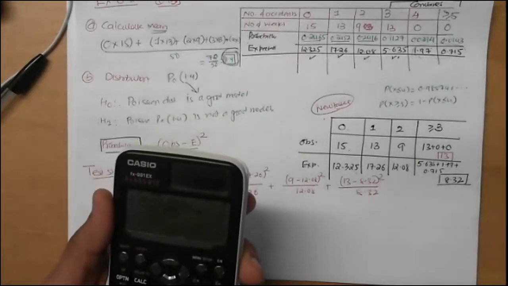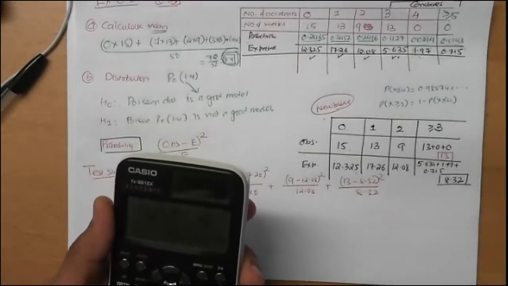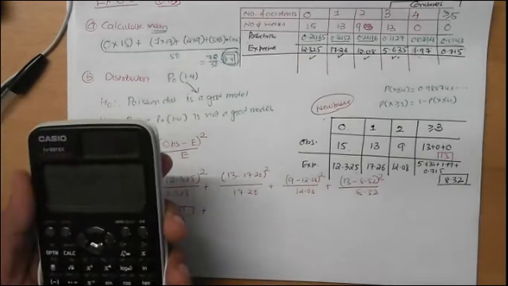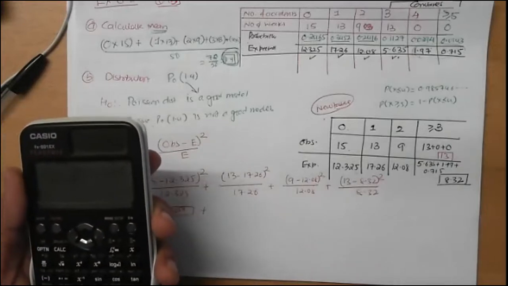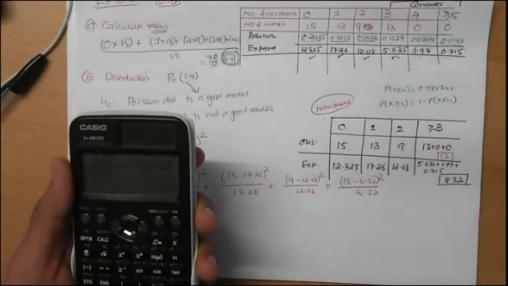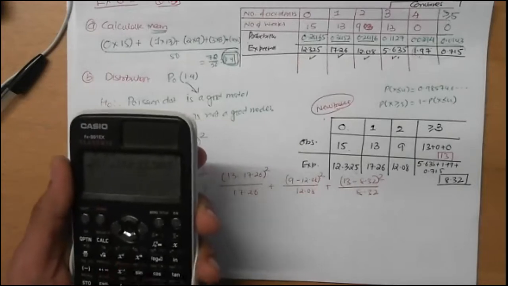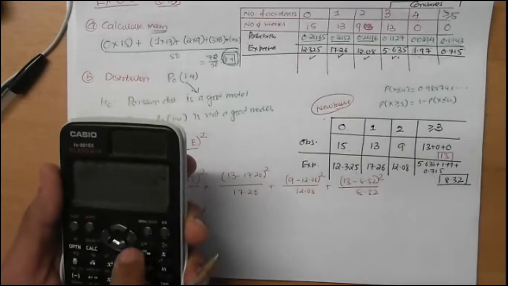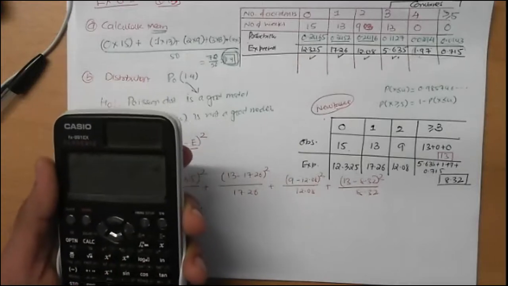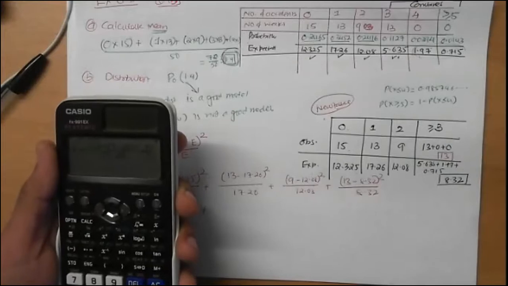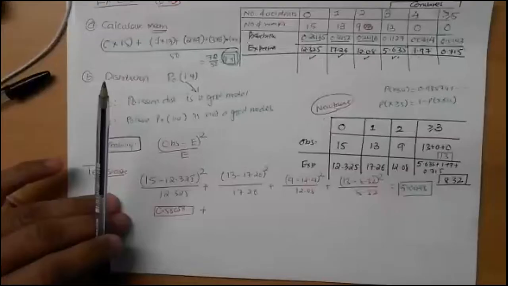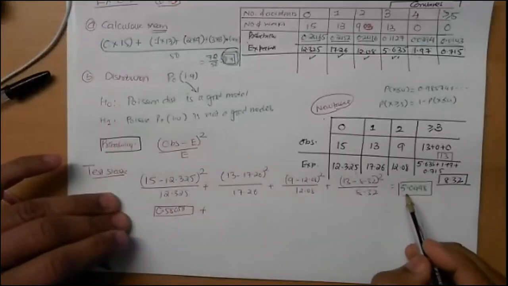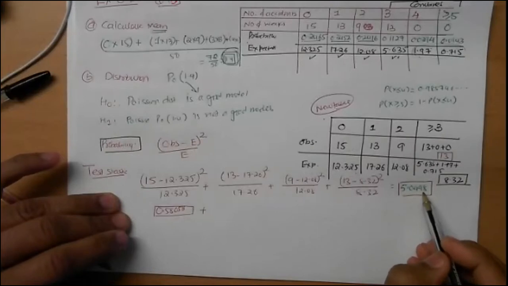Plus sign and add another fraction afterwards, with a bracket on the top. That gives you 13 minus 17.26, squared, then come down or divide by 17.26, and add a plus sign again, and so on. This is absolutely your choice, guys. Work that out for me. Let's see if you can match the answer. And my answer comes out as 5.0498, if I haven't made a mistake.